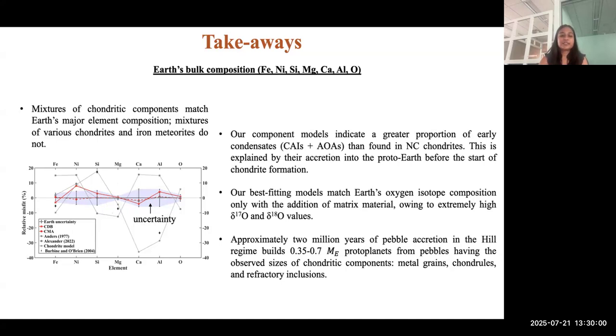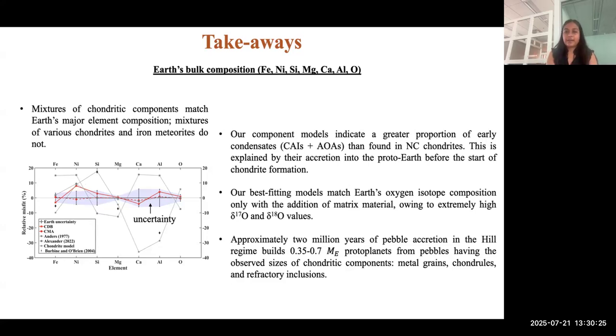A study was done by Anders. And then later on, Cornell Alexander did a similar thing. And then I did a similar thing. And then I'm also plotting my chondrite model and the chondrite model from Barbine and O'Brien. And of course, the component models outperform all the other models in matching Earth's 7 major elements.